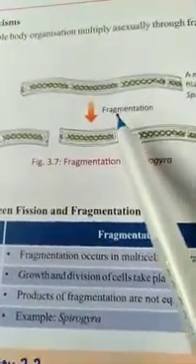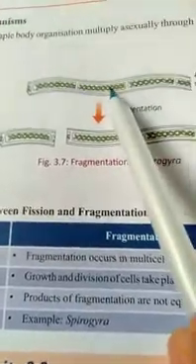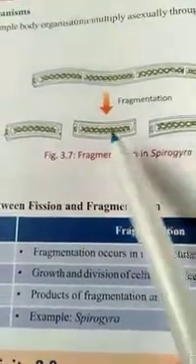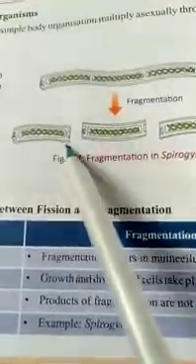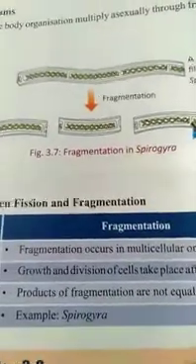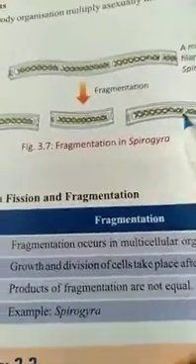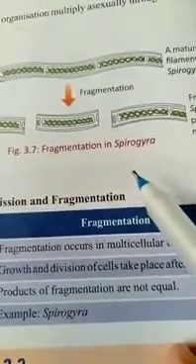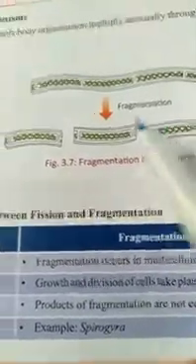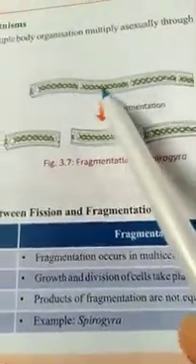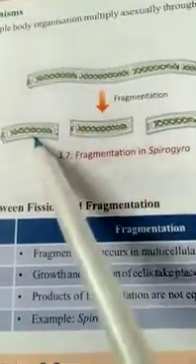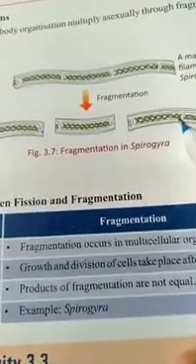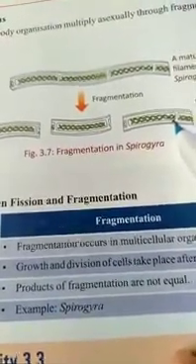From the word fragment we can easily understand that the body will be divided into several parts or different fragments. Clear? And from each fragment new individuals will grow. So fragmentation is the process of reproduction in which the body of an organism breaks into two or more fragments. See, it was the parent cell and ultimately it breaks into more than two parts or fragments. Each fragment or piece of the body grows into a new individual.